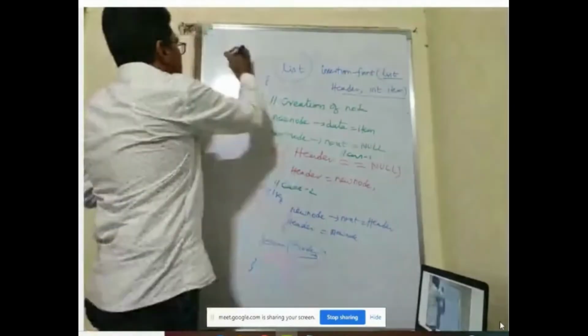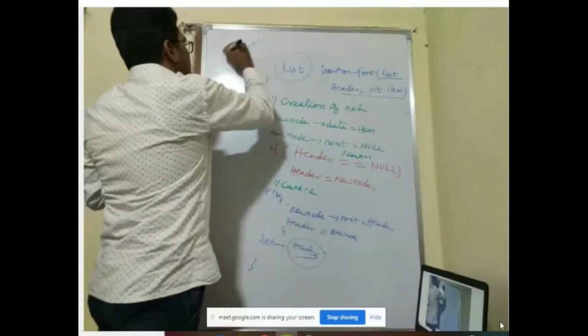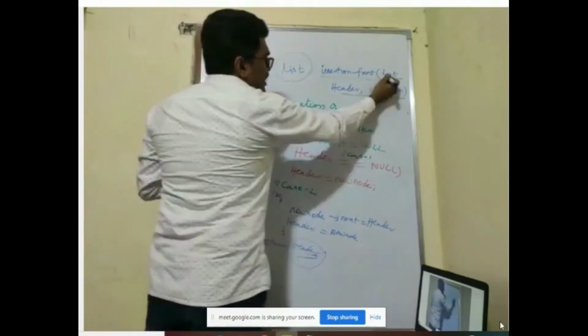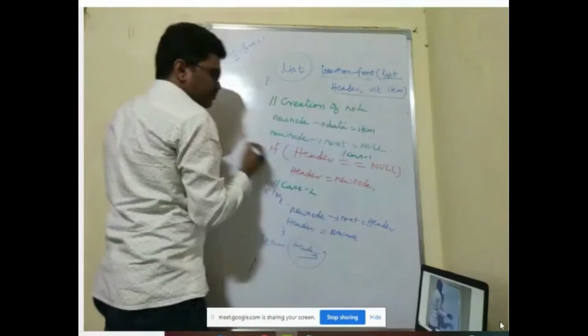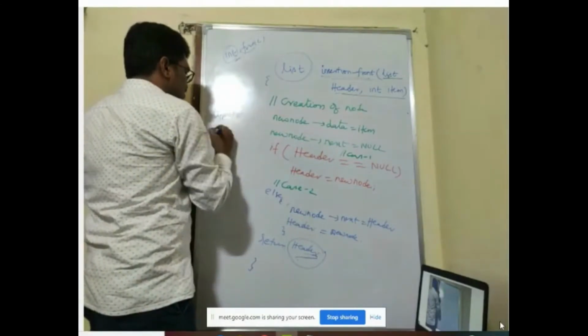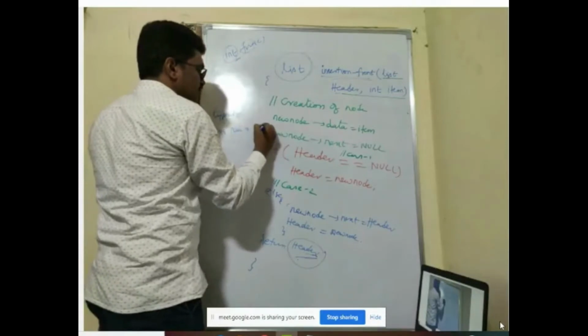Normally if I say int fun, fun is a function which is returning an integer value. Insertion front is returning a header. Header is of which type? List type. We already defined a typedef: typedef struct node star as list. For our simplification we did that.